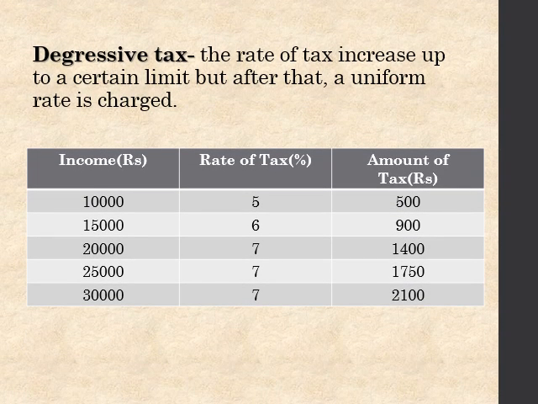As I told you, it increases up to a certain limit and thereafter it will be uniform. It works as the proportionate. So the rate of tax increases up to a certain limit, but after that a uniform rate is charged. It's called digressive tax. So income increases from 10,000 to 30,000. The rate increases up to a certain limit, that's 7, but thereafter it remains constant. This is a constant rate, which means they are following the proportionate tax slab.